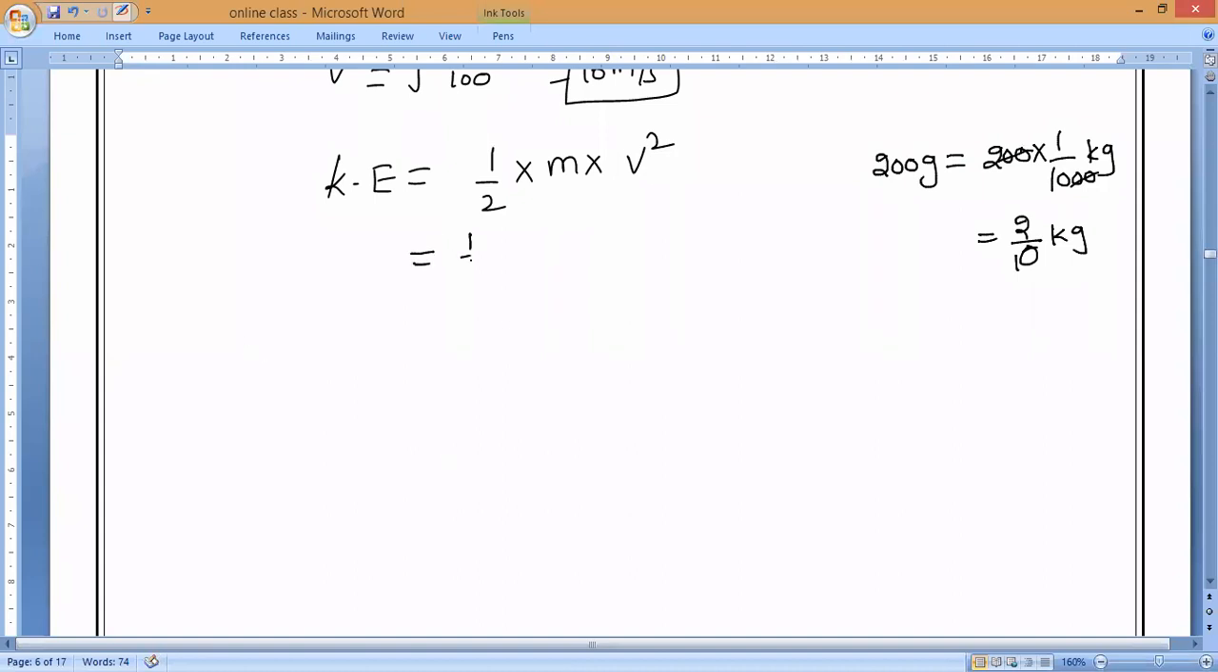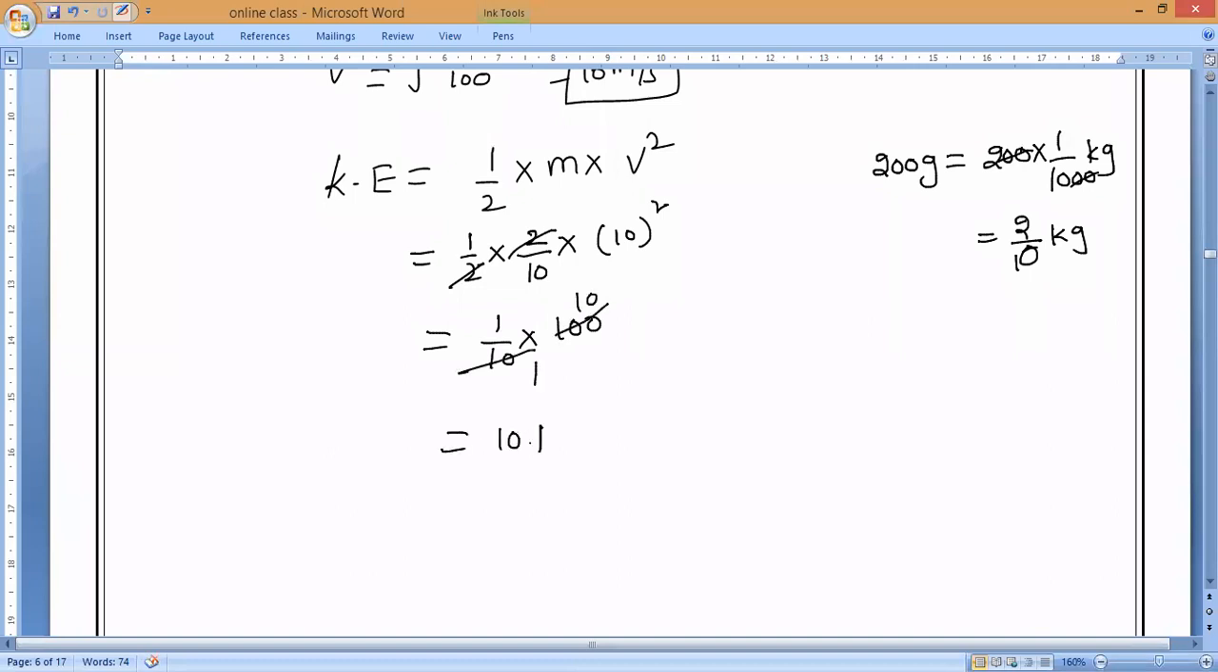Equals 1 by 2 into 2 by 10, and don't take decimals because it will lead to complications. Now, 2 by 10 into v square means 10 square. Or else you can write directly 100, yes or no, guys? Already we know v square. So now the 2 will get cancelled. Now what will be there? 1 by 10 into 100, which is 10. What is the energy unit? Joule. Kinetic energy is equal to 10 joules.